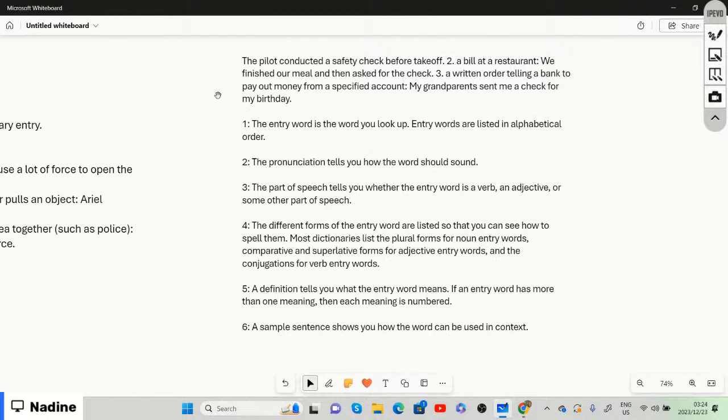And most dictionaries list the plural forms for noun entries. So if, for example, we have one force, then it will maybe tell us forces. That is now the plural form, more than one.